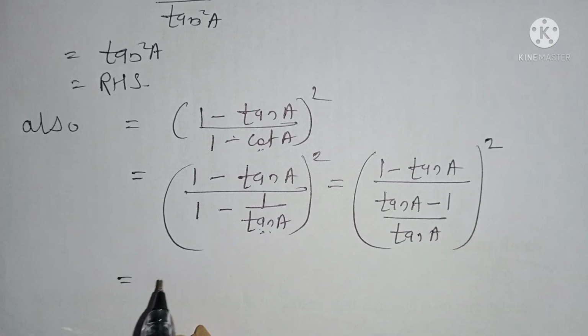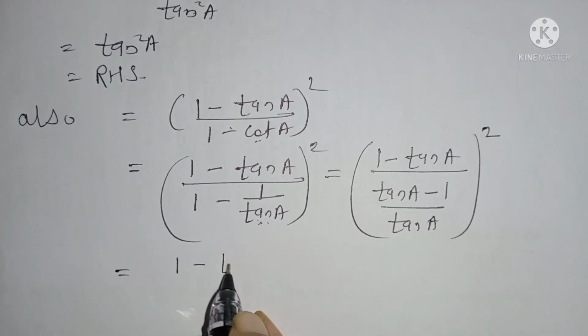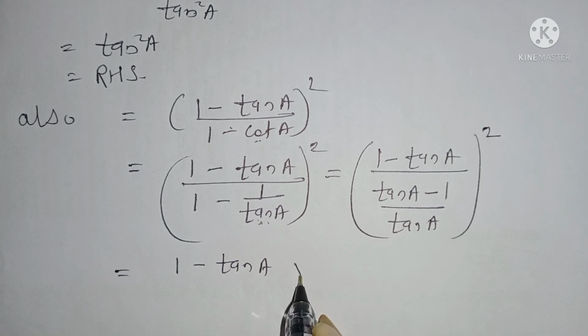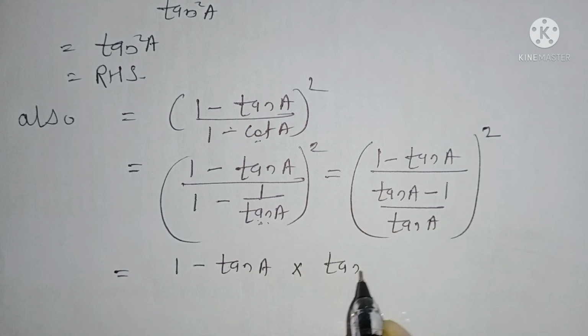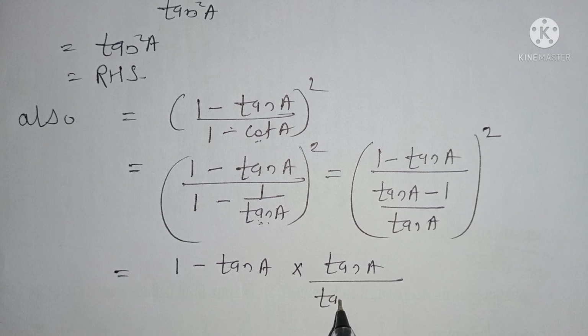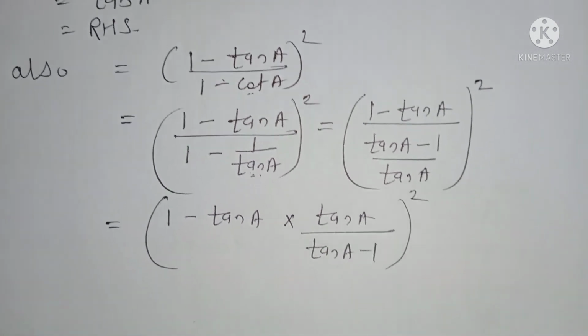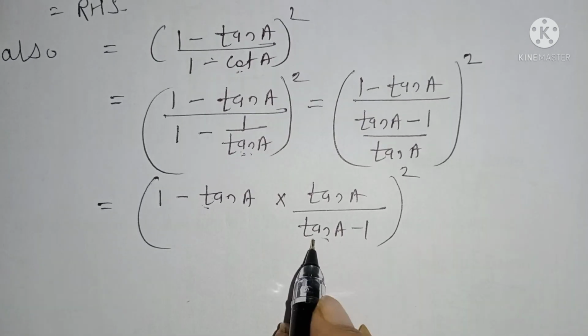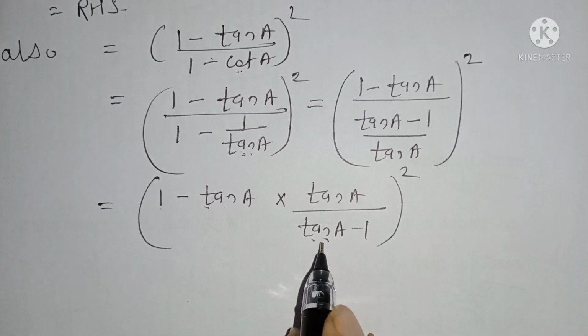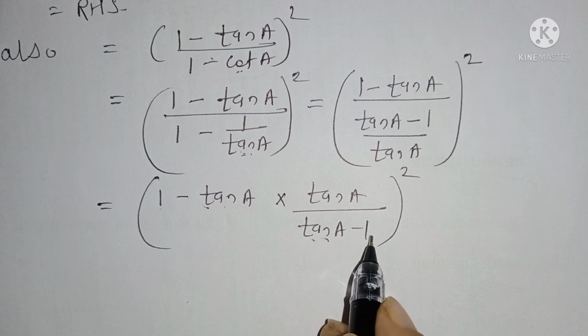Then take the reciprocal. 1 minus tan A multiplied by tan A upon (tan A minus 1) whole square, right? Can we cancel this too? No, because this is 1 minus tan A and this is tan A minus 1. So we cannot cancel it now.